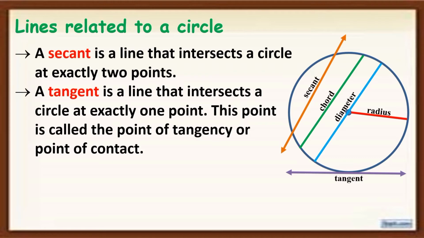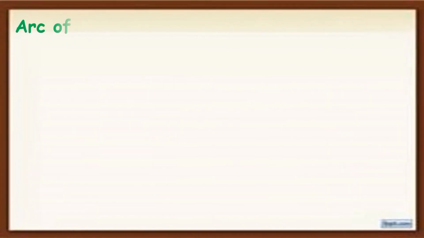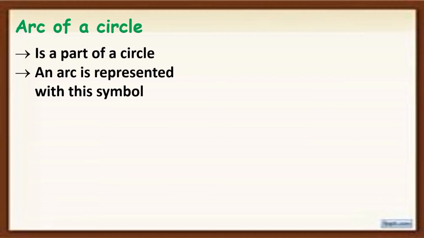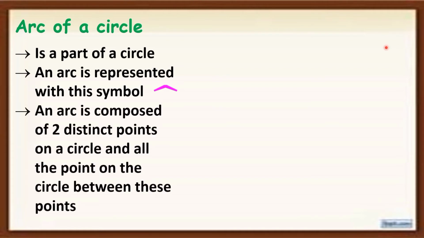Now let's proceed to the arc of a circle. When we say arc of a circle, it is a part of a circle. An arc is represented by this symbol. So tingnan mabuti, this one is the symbol of the arc. An arc is composed of two distinct points on a circle and all the points on the circle between these points. So let's have an example.